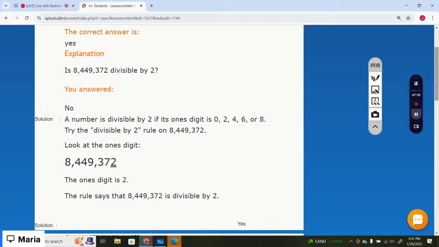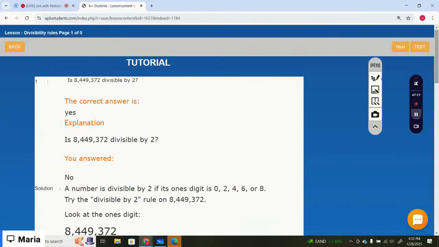If the ones digit of the number is 0, 2, 4, 6, or 8, that means the number is divisible by 2. Let's just start with the test questions.